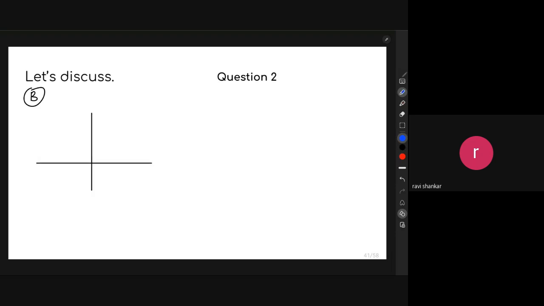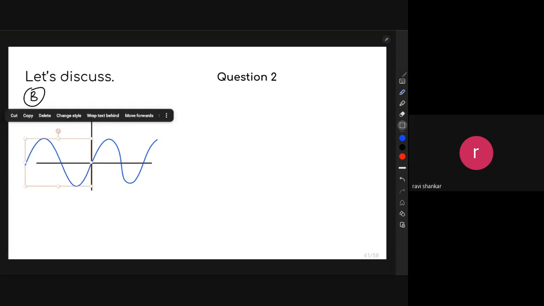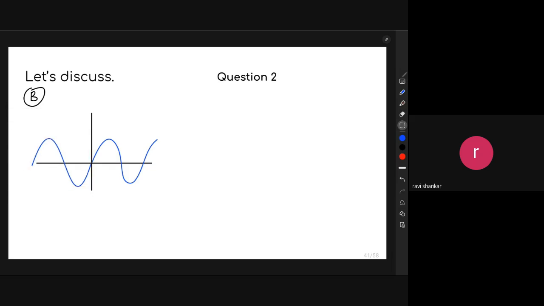Again, I'm going to draw this function. I hope all of you can recognize this function. So this is a sine function, sine of x. And now we all know that sine of x takes values between -1 and 1.